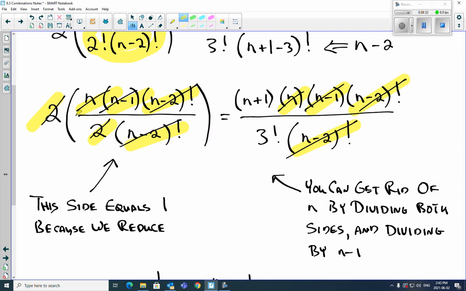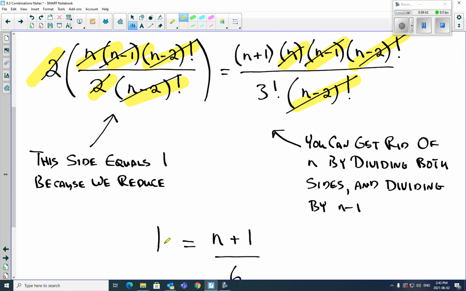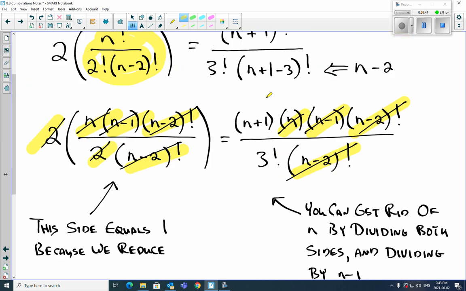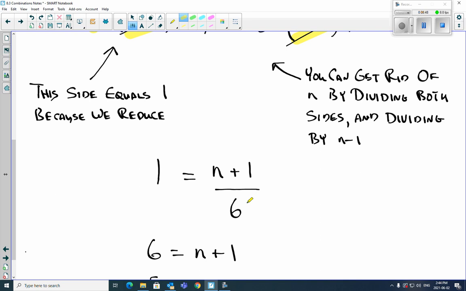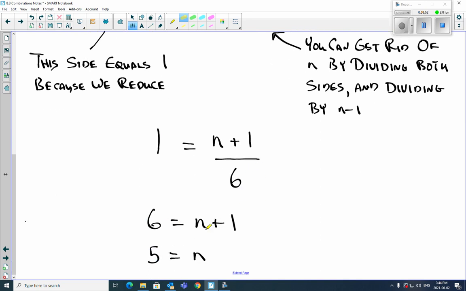Because we reduce all of this on one side, look at this, everything's gone. Now don't forget, if it reduces down, it doesn't cancel, which is 0, it reduces, which is 1. So we have 1 on the left-hand side. And what we're left with over here on the right is n plus 1 over 3 factorial, and 3 factorial is just 6. We cross multiply, so 1 times 6, right? So 6 equals n plus 1, and then 5 equals n, right? So that big complex combination, we were able to break down into just 5.